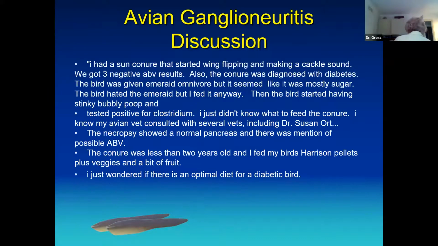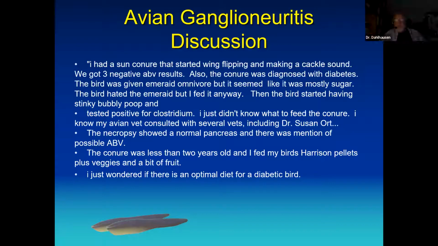Okay, so let's see. I had a Sun Conure that started wing flipping, making a cackle sound. We got 3 negative ABV results. The conure was diagnosed with diabetes, given Emeraid Omnivore, but it seemed like it was mostly sugar. Hated the Emeraid, but I fed it. Then the bird started having stinky, bubbly poop and tested positive for Clostridium. Didn't know what to feed the conure. I know my avian vet consulted with several vets, including you, I think, Susan. Necropsy showed a normal pancreas. There was mention of possible ABV. It was less than 2 years old. I fed my birds carrots and pellets, veggies and fruit. Wondered if there's an optimal diet for a diabetic bird.